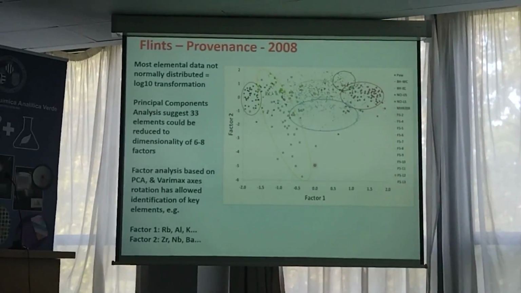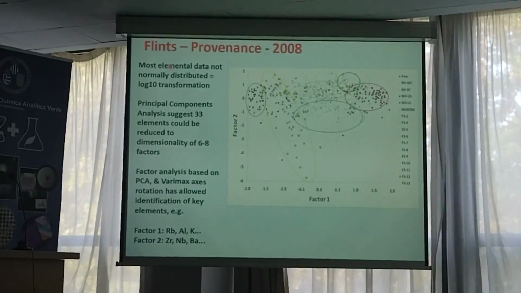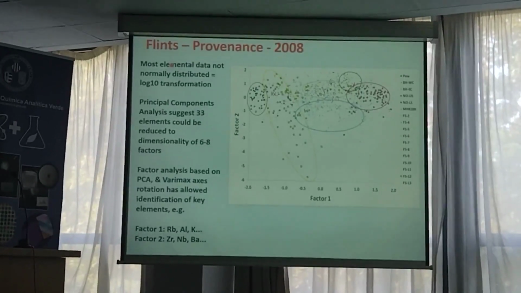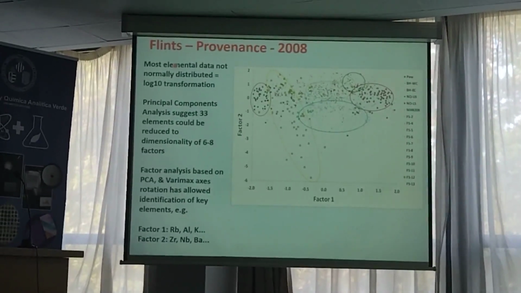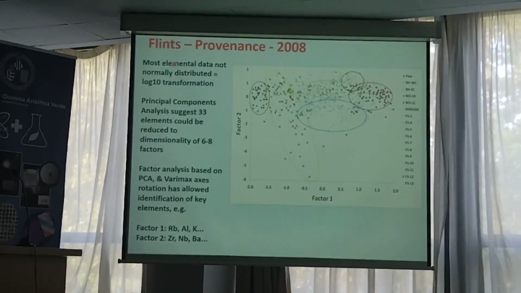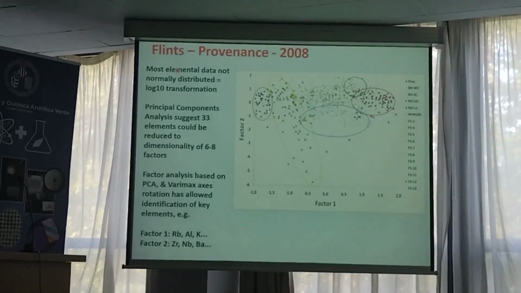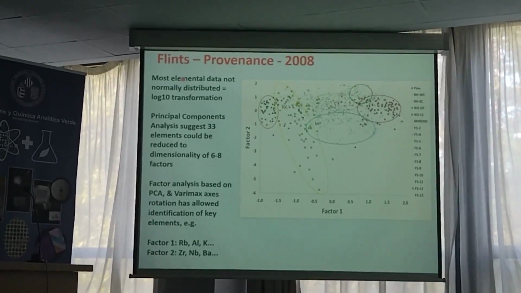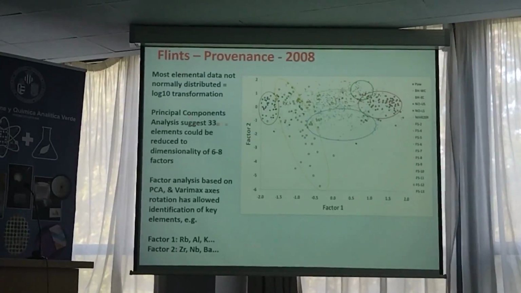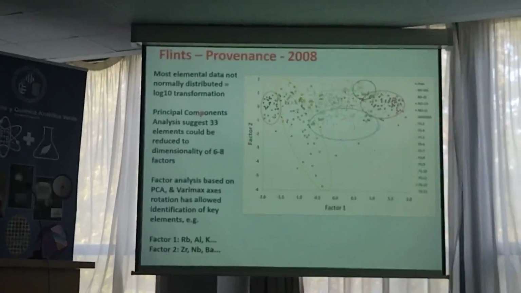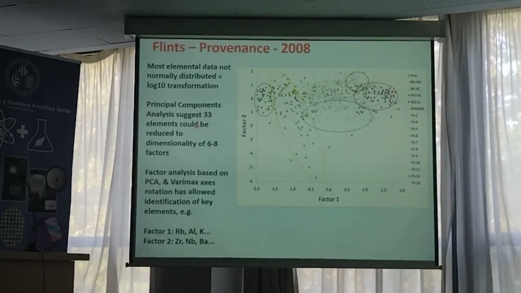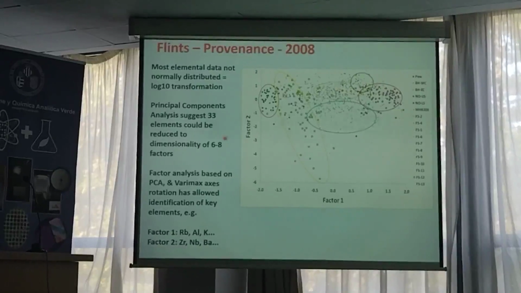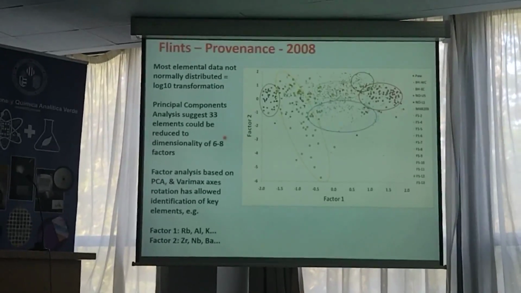The other thing that people often forget about, and this has been known for geochemists for a long time, is that trace elements are log-normally distributed. So before you do a lot of the classical statistics, you have to transform the data. So here we have some principal components analysis. We did 33 elements, and then we can reduce the dimensions down to about 6 or 8.